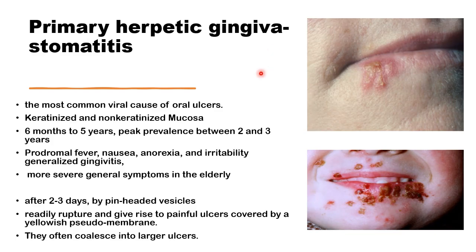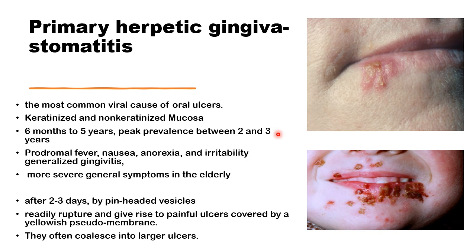By far, the commonest virus that causes ulcerative stomatitis is Herpes simplex, giving rise to primary herpetic gingivostomatitis. It affects both the keratinized and the non-keratinized mucosa of the mouth, as opposed to, for example, the Aphthous ulcers, which mainly affects the non-keratinized mucosa. It affects young children from the age of 6 months up to 5 years or more, with a peak prevalence between 2 and 3 years.